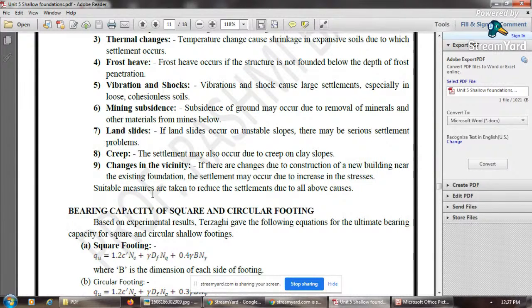Frost heave occurs if the structure is not founded below the depth of frost penetration. Frost is where there is ice, and because of this ice, the soil will thrust and move in the upward direction. When it bulges out, it is known as frost heave, which will settle down the underlying structure. Mining subsidence: subsidence of ground may occur due to removal of minerals and other materials from the mines below.